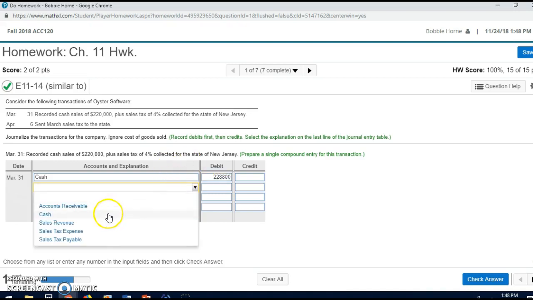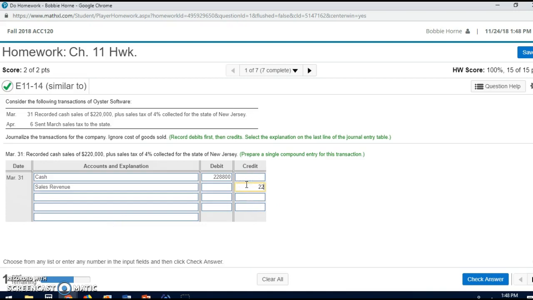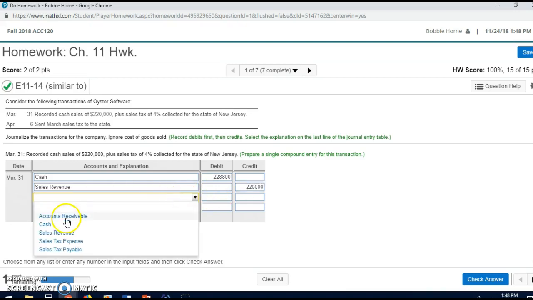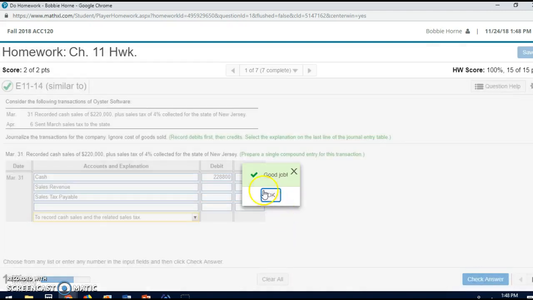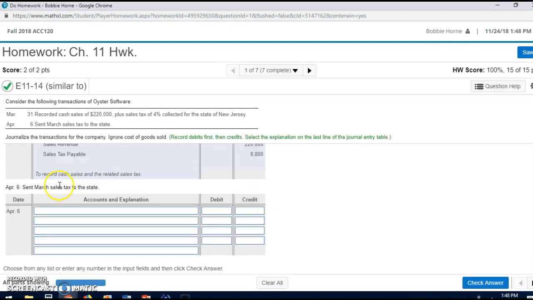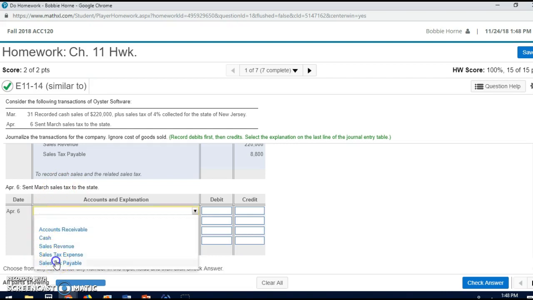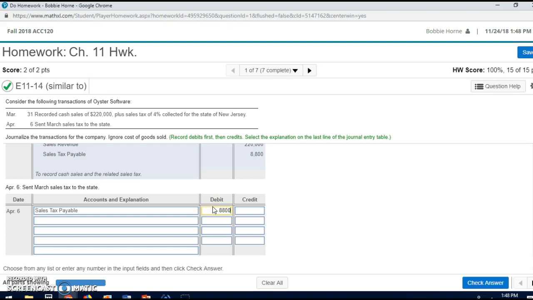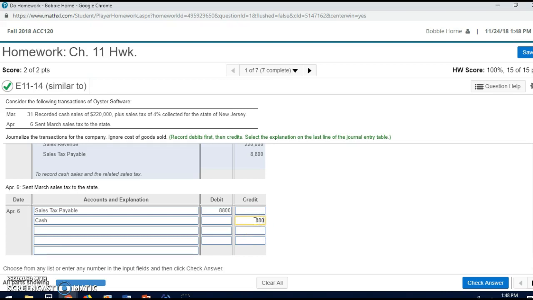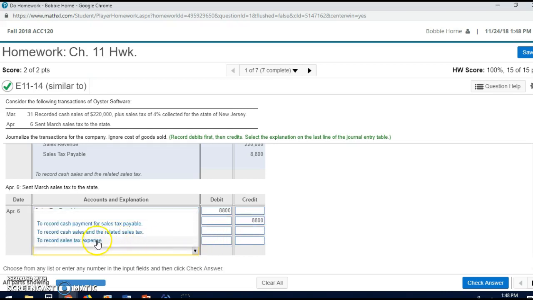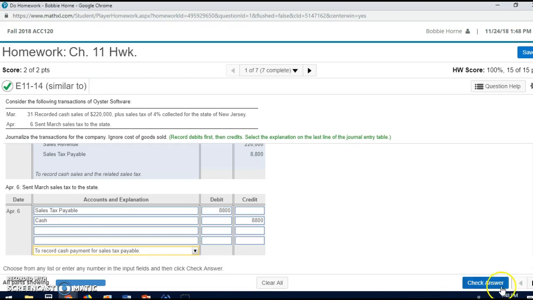The $220,000 is revenue, and then the $8,800 is sales tax that we will pay to the state of New Jersey, and this is to record cash sales and sales tax. Then the second part is when we actually pay the sales tax, so we debit the liability for $8,800 and we credit cash for $8,800. And this is to record cash payment for sales tax payable.